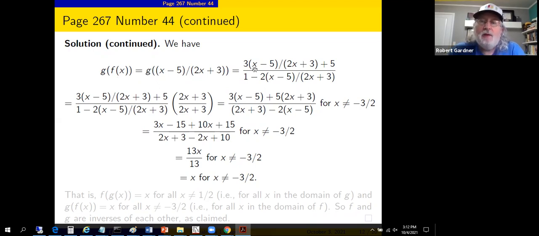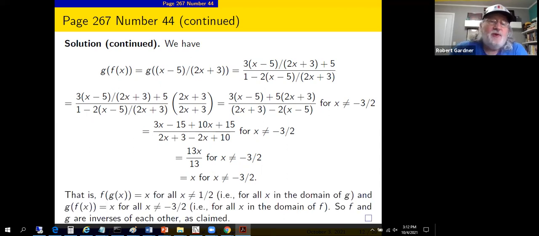Again, distribute, simplify, and we get x out again. And this is valid, provided x is not negative 3/2. So it worked. We've got f of g of x equals x for all x in the domain of g. We had to throw the 1/2 out, but that's not in the domain of g. We've got g of f of x equals the identity function, except for x equals negative 3/2. That's all x in the domain of function f. So these are inverses.